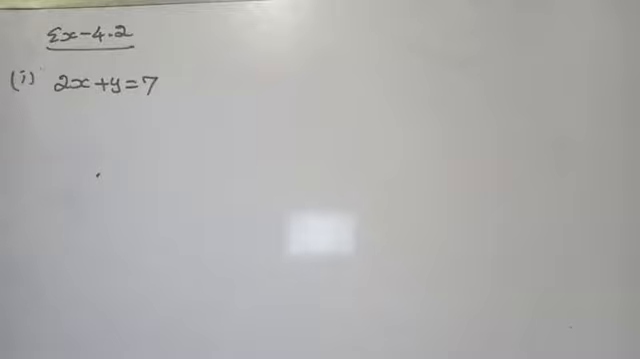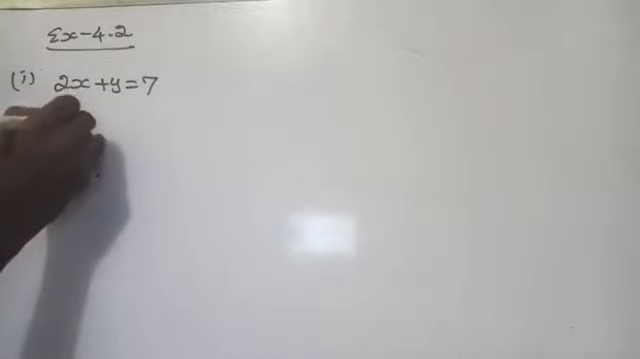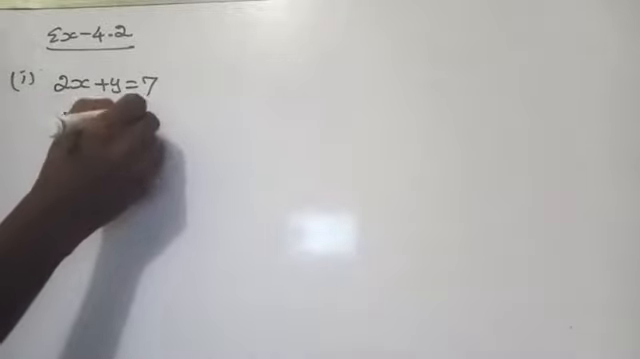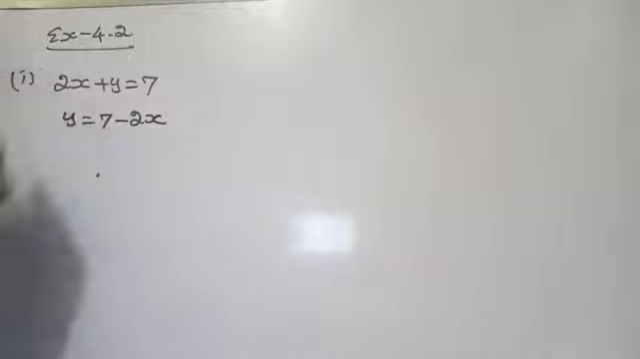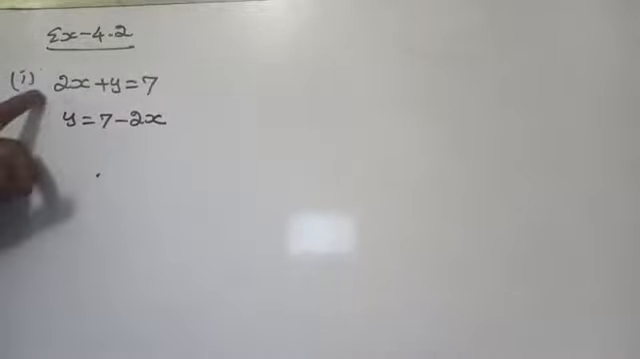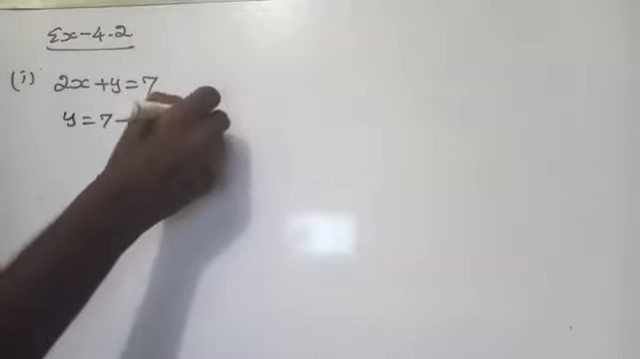First you write y in terms of x. So we write y equal to 7 minus 2x. When we are transposing one term from one side to another side, the sign will change. Plus will become minus, minus will become plus, multiply becomes divide, and divide becomes multiply. All this concept you learned in class 8. Let it be equation number 1.